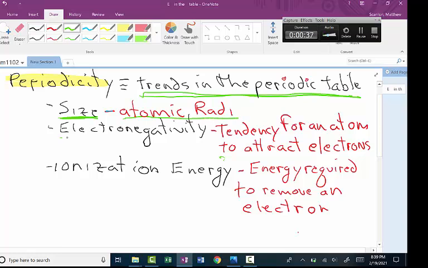The second one is electronegativity, and that is a tendency for an atom to attract electrons. All atoms attract electrons. The question is how well they do it. And then finally, is ionization energy, and the ionization energy is the energy required to remove an electron. And so to talk about this, we're going to go back to our electron configuration.